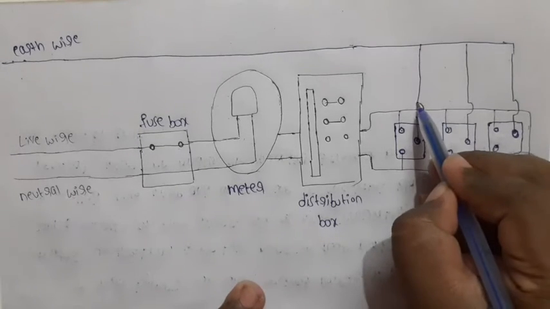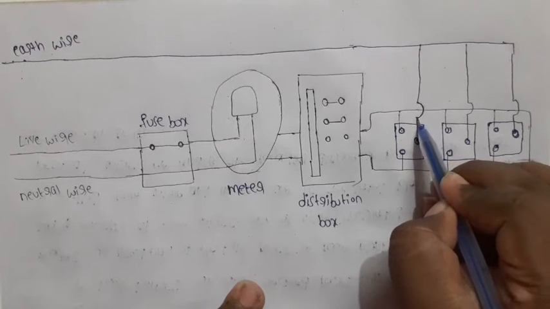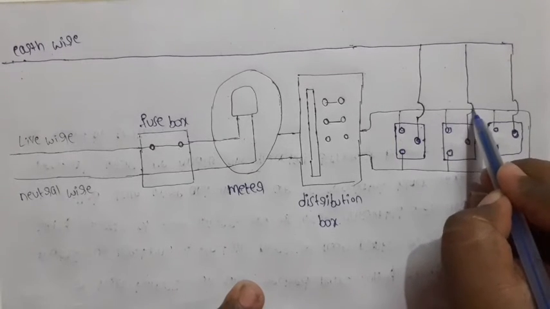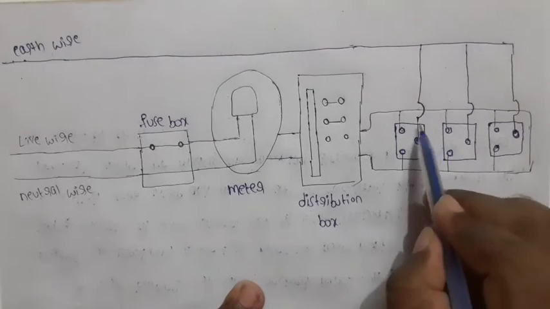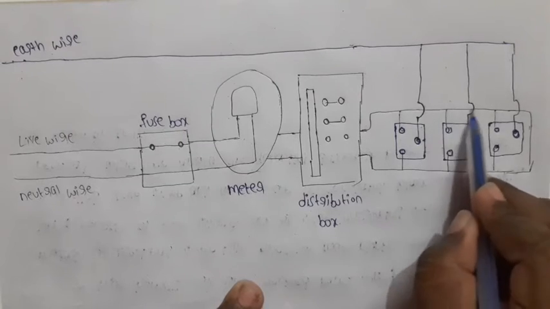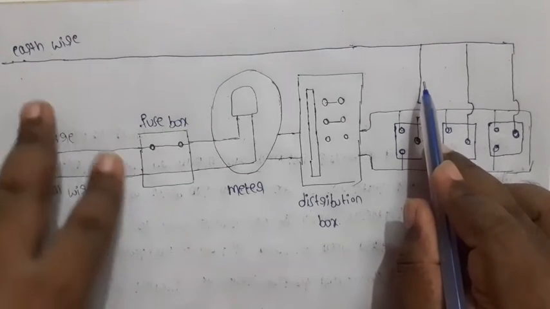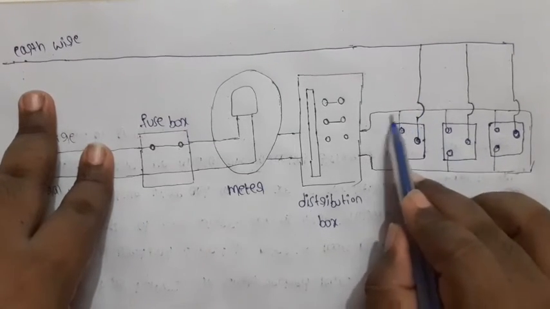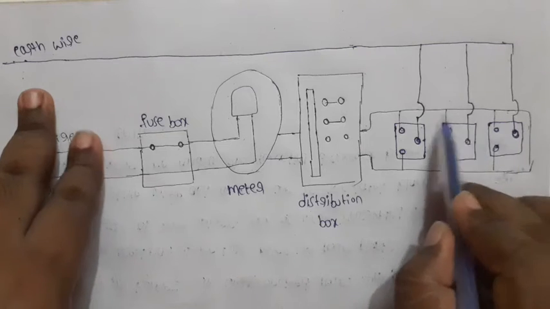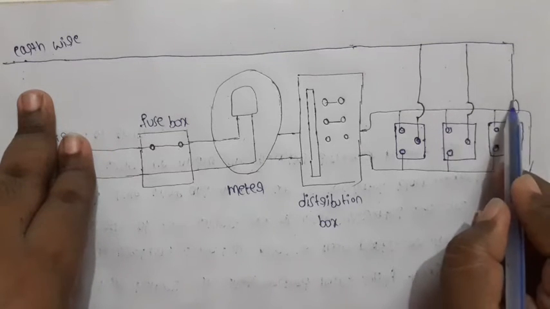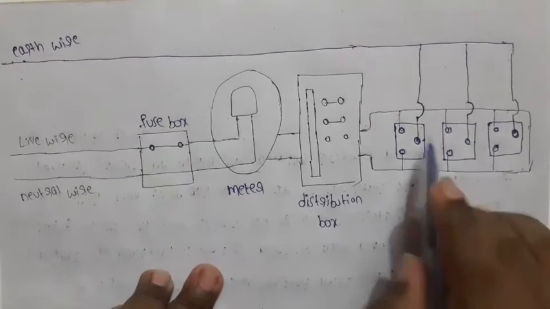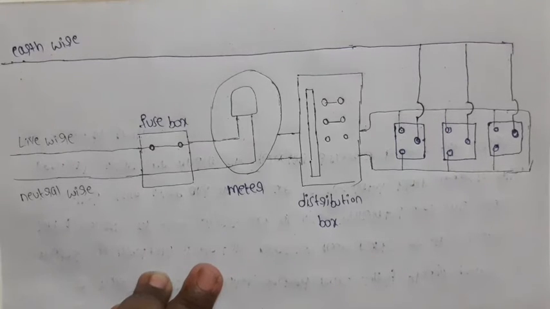Okay. So why are we using this symbol here? Without touching of the live wire, we are connecting the earth wire. Without touching of the live wire. That's why we are using the symbol.